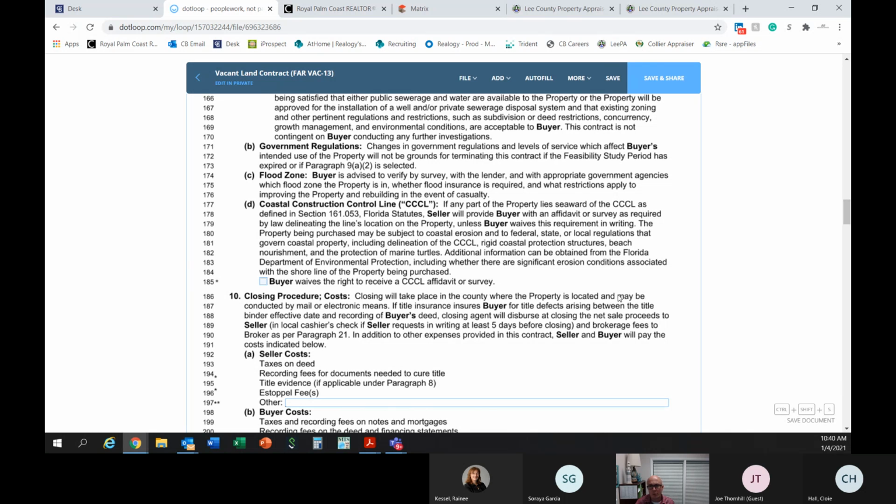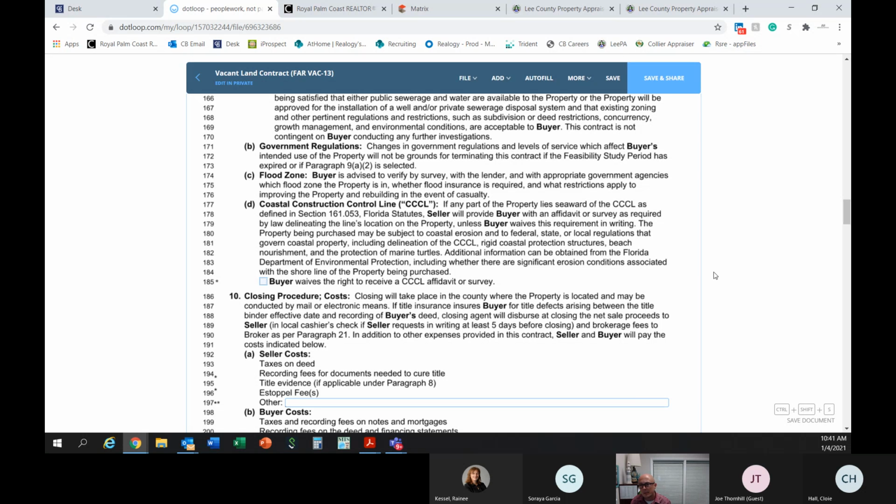Okay, coastal construction control line. If any part of the property lies seaward of the CCCL as defined in section 161.053, Florida Statutes, seller will provide buyer with an affidavit or survey as required by law delineating the line's location on the property unless buyer waives this requirement in writing. The property being purchased may be subject to coastal erosion and to federal, state, or local regulations that govern coastal property, including delineation of the CCCL, rigid coastal protection structures, beach nourishment, and the protection of marine turtles.